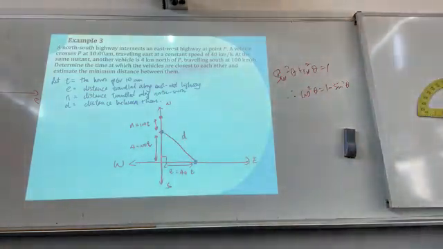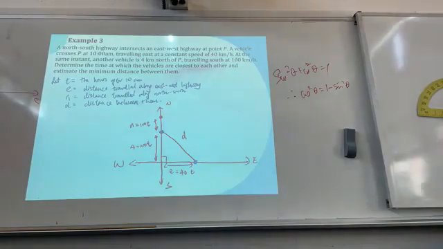So basically understanding the diagram, how you draw it, is important. How you link the distance to the speed is important. How you define the time is important as well.